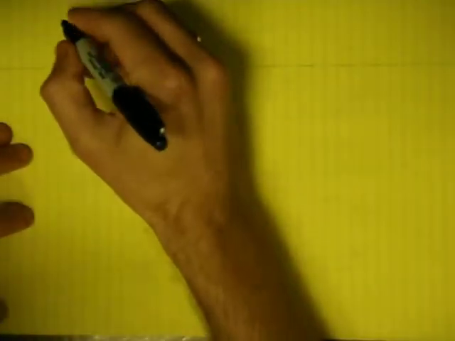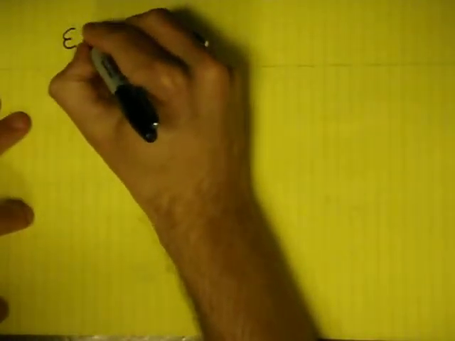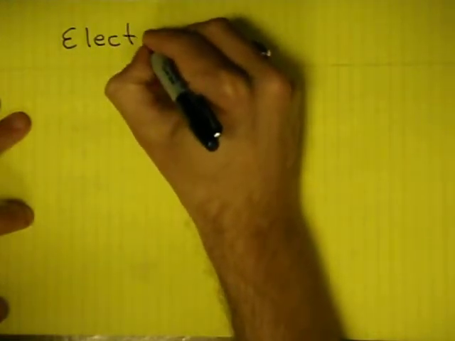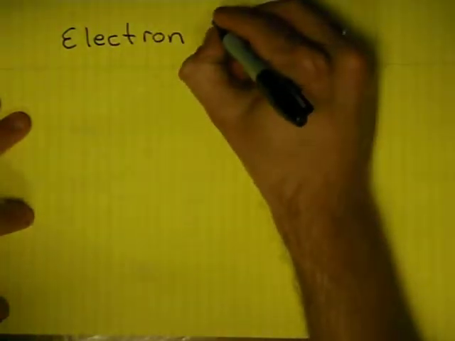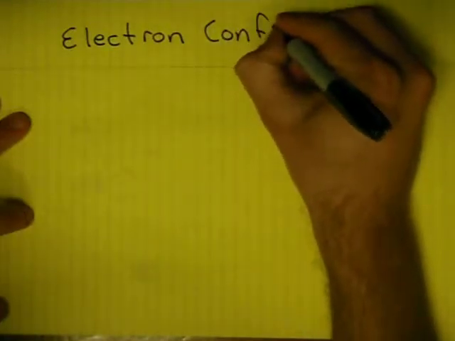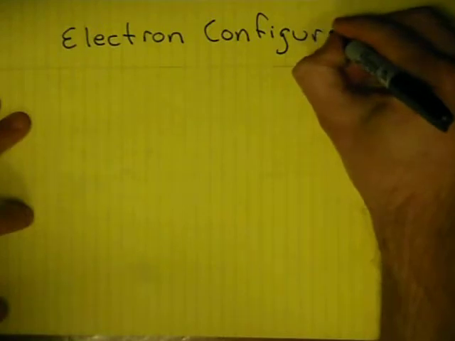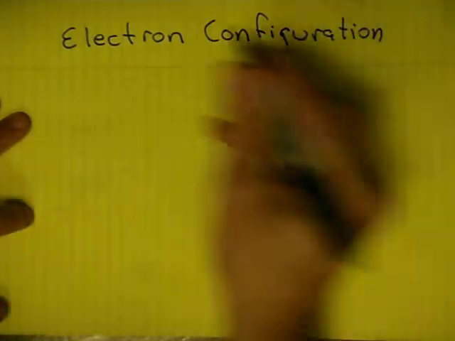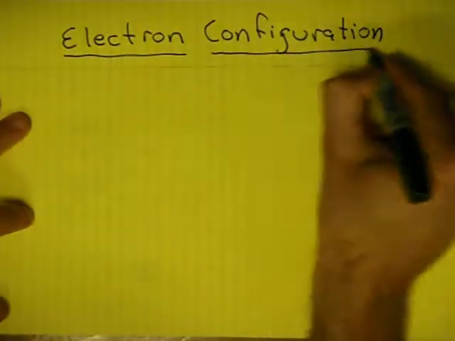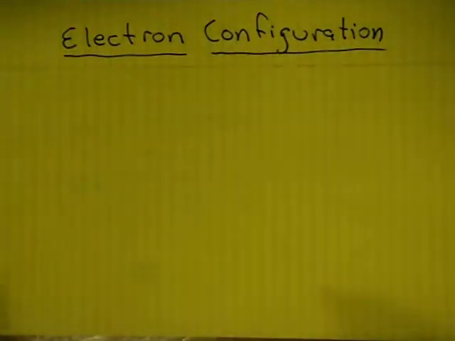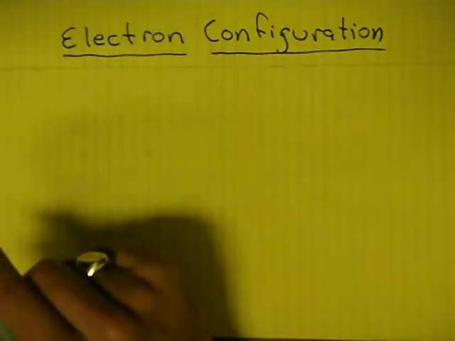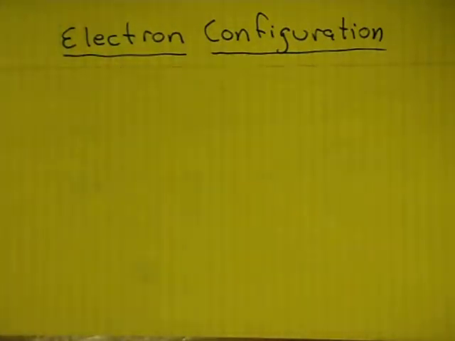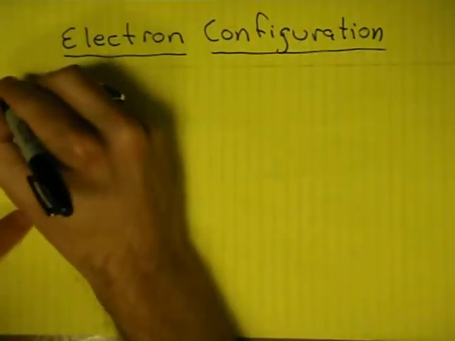Okay, so we will now start talking about electron configuration. The reason with electron configuration, it kind of gets to what the electrons look like surrounding an individual atom. So, for example, if we take, say, carbon, we'll take a look at that. So carbon.